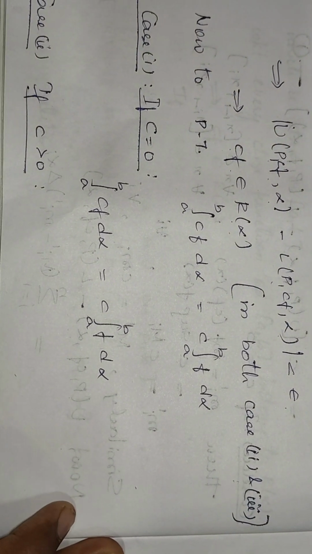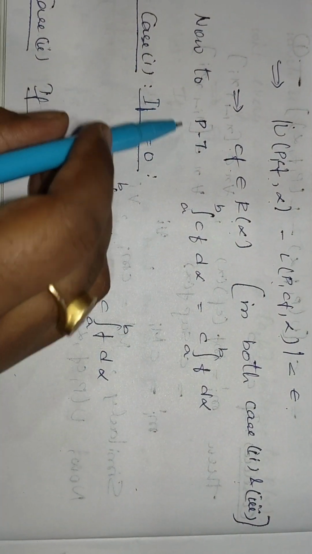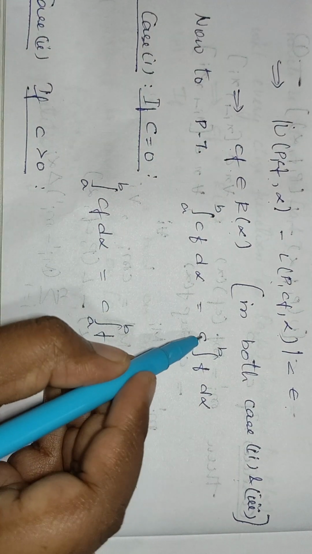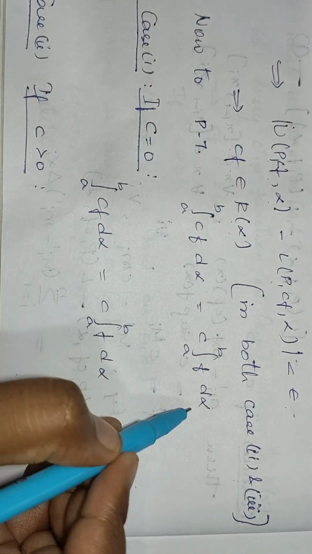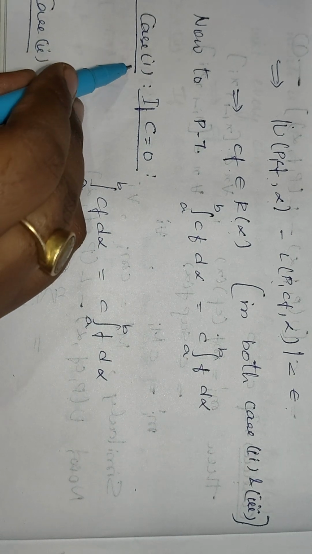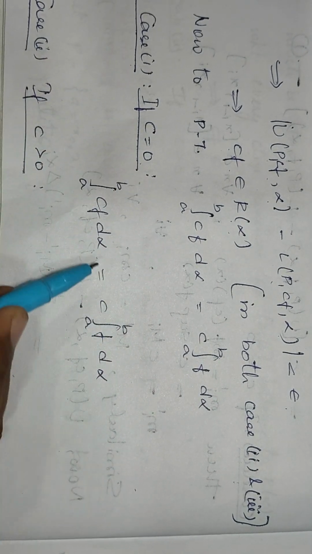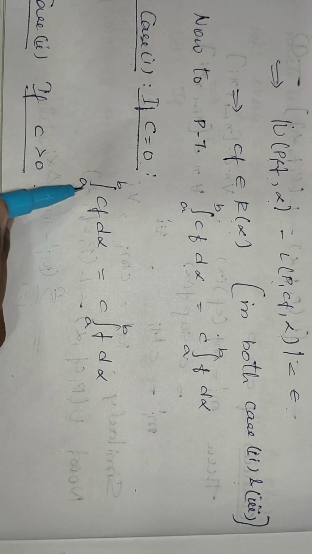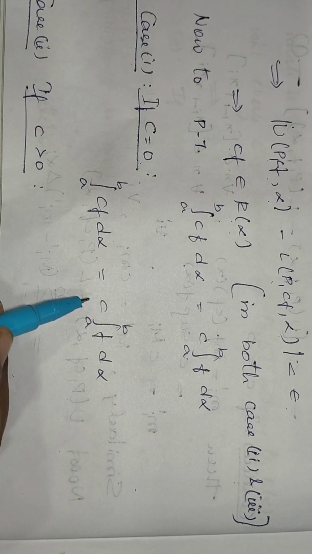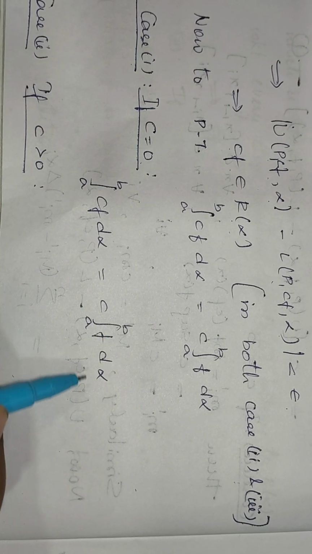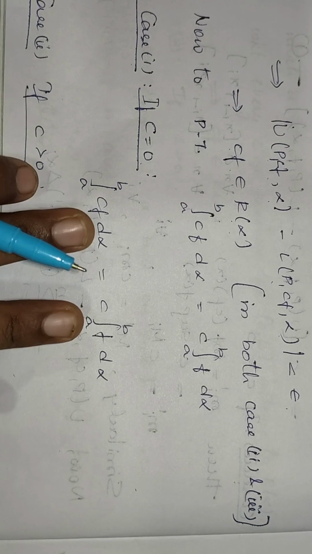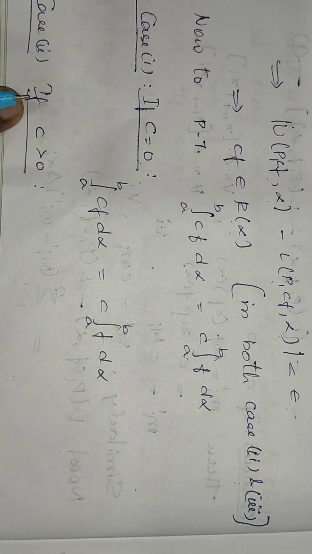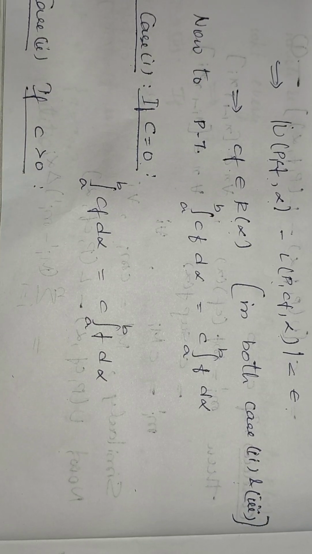Okay, now to prove that integral a to b of cf d alpha is equal to c into integral a to b of f d alpha. Case 1, if c is equal to 0, obviously this also will be 0 and here also will be 0. So integral a to b of cf d alpha is equal to c into integral a to b of f d alpha. So LHS equals RHS if c is equal to 0. Suppose c is greater than 0.